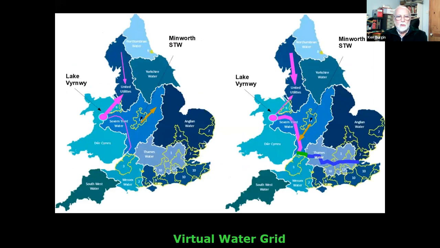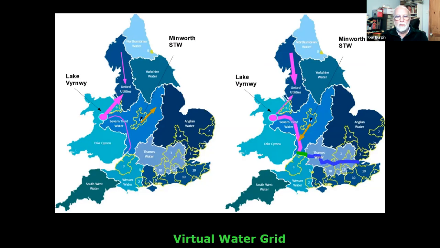Now, there's been a lot of talk about a water grid and contour canals and things like that, but a Severn Thames transfer allows effectively a virtual water grid. The map on the left shows things as they are now. At the moment, water goes to the United Utilities area in the northwest from Lake Vyrnwy in Wales. And also at Minworth, there is a sewage works for Birmingham, and the water from that, when it's cleaned up, goes into the River Trent.